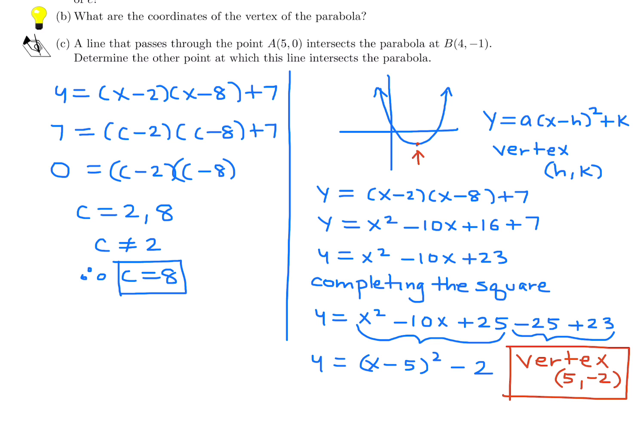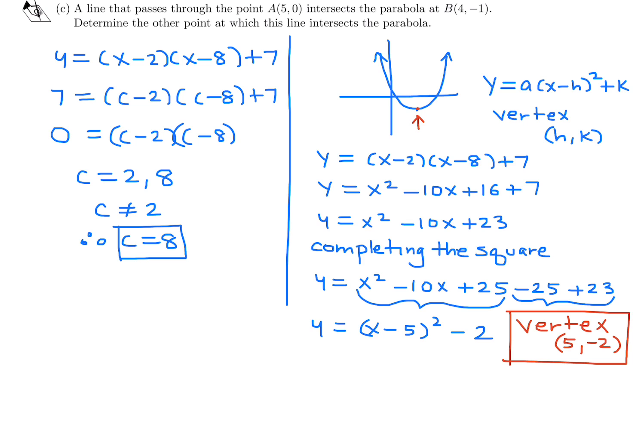Now let's look at part C of this question. A line passes through the point A (5, 0), intersects the parabola at B (4, -1). Determine the other point at which this line intersects the parabola. I'm going to draw just a really rough sketch just to illustrate this question. The sketch is just for aid purposes.